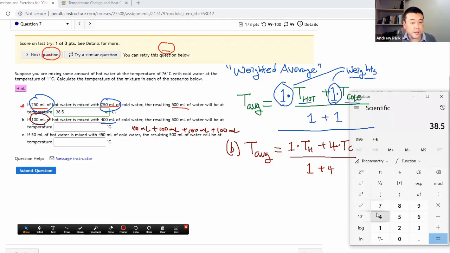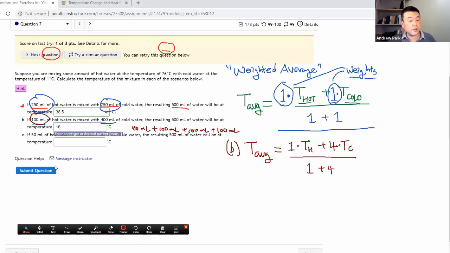So it's going to be the temperature of the hot water, 76, and then times 1, I'm not going to multiply that, plus, and my calculator actually does the order of operations for me. So if I put in 4 times the temperature of the cold water, 1, it'll work everything out. That gives me the numerator, and I divide by 1 plus 4, I can do that in my head, that's 5. So I get 16. So 16 degrees C should be the temperature for part B.